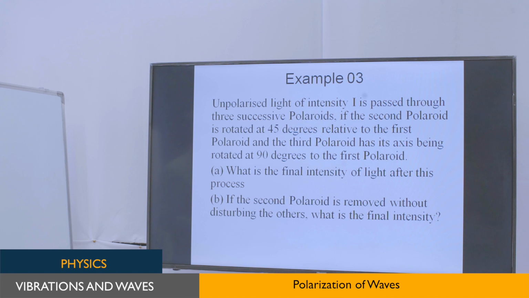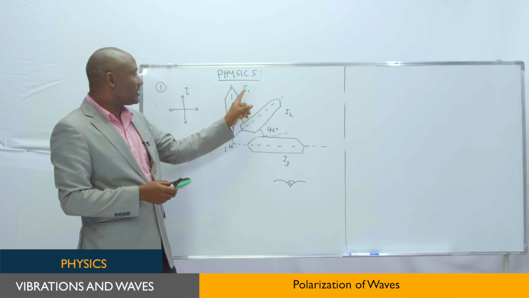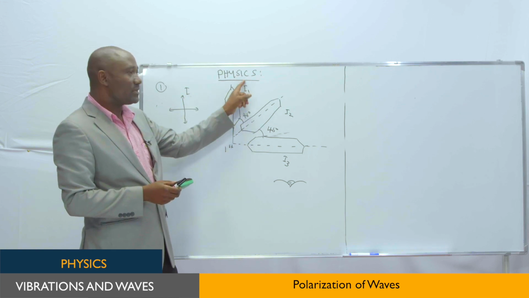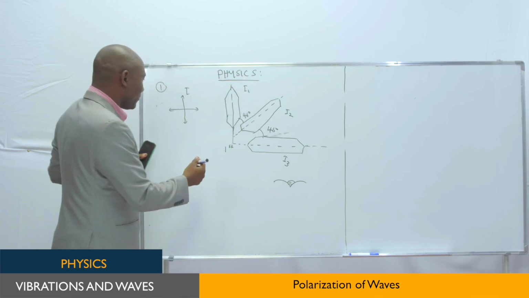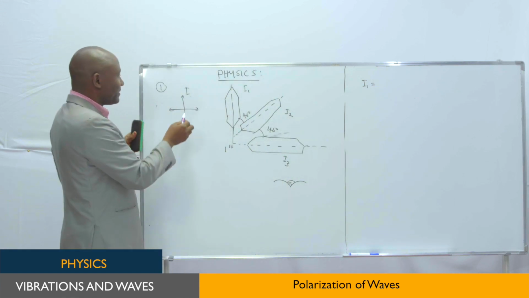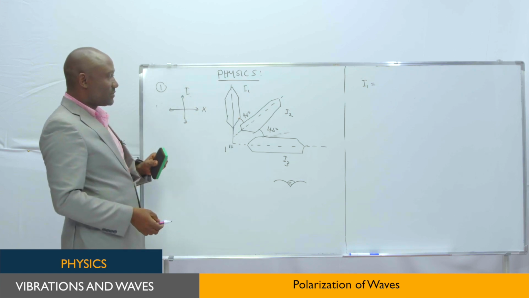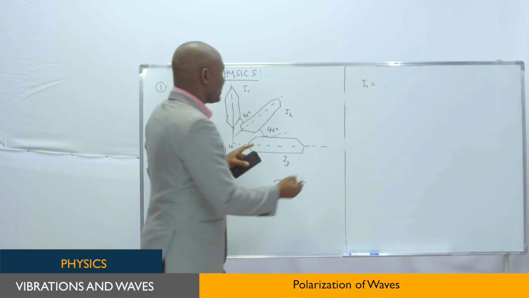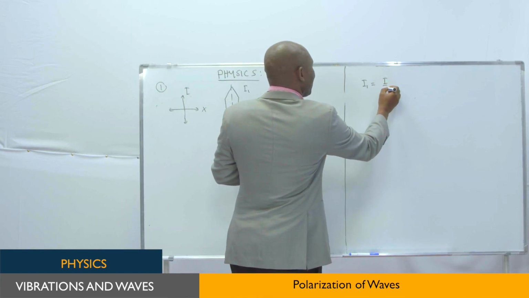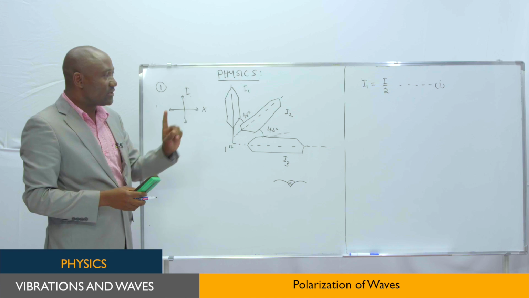Now the question is asking what is the final intensity of the light after this process. We had unpolarized light whose intensity is given as I. It passes through the first polarizer, so we can find how much has been transmitted, and automatically we have this I1. According to our observation in the previous lessons, the parallel component will be allowed to pass, and the other will be absorbed. So the remaining is half of the original intensity. We use I, so depending on the question, you're given I, not I naught.